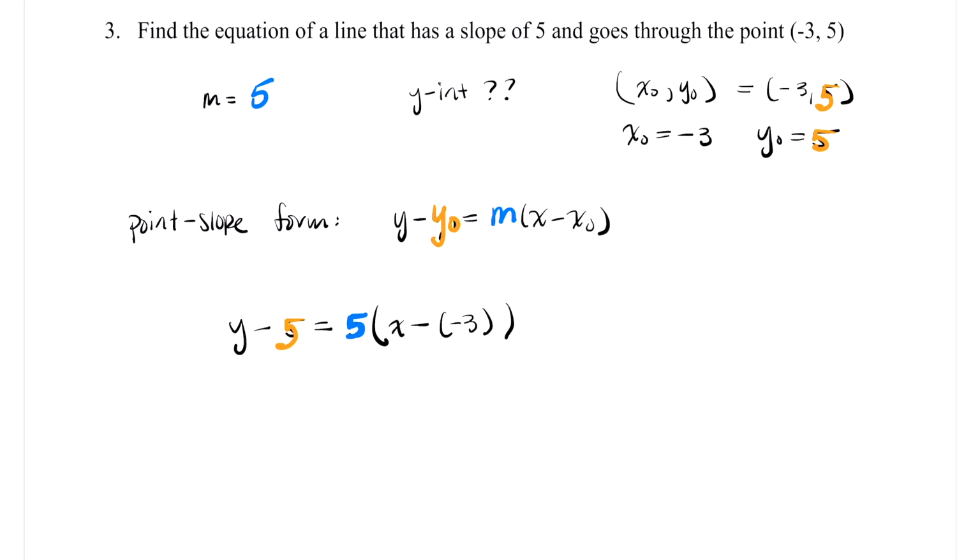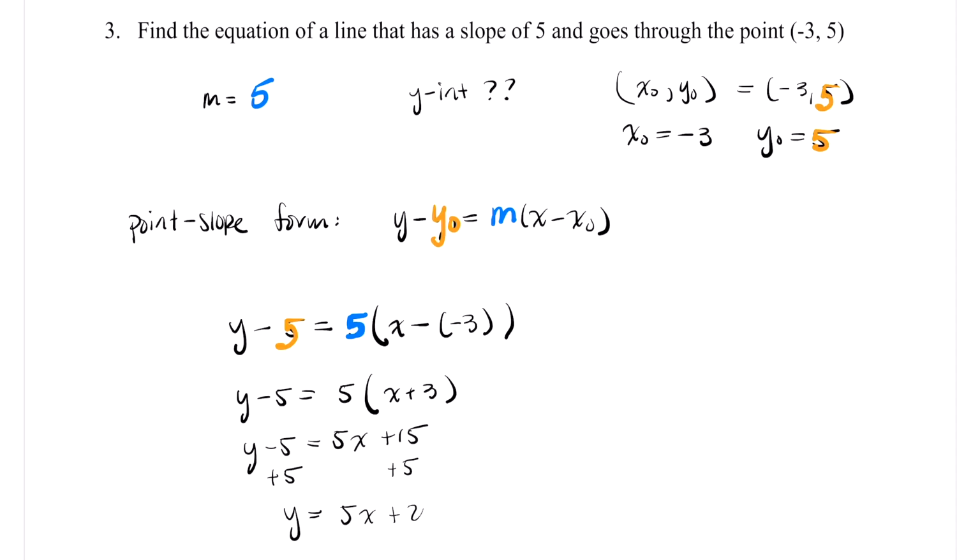All right, now let's work out the arithmetic. y minus 5 equals 5, and in here I have x plus 3. So y minus 5 equals 5x, and I'm applying the distributive property. So 5 times x is 5x. 5 times 3 is 15. Now I can add 5 to both sides to get y equals 5x plus 20. And now this is in slope-intercept form.